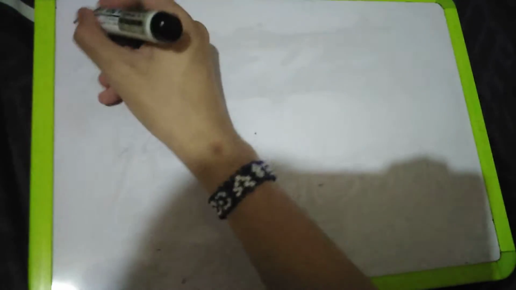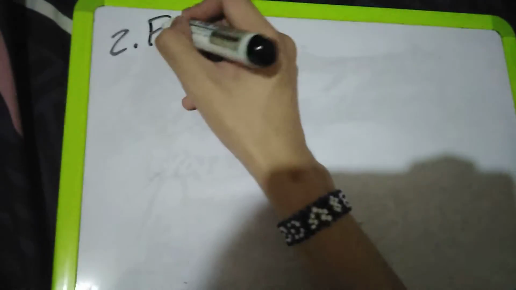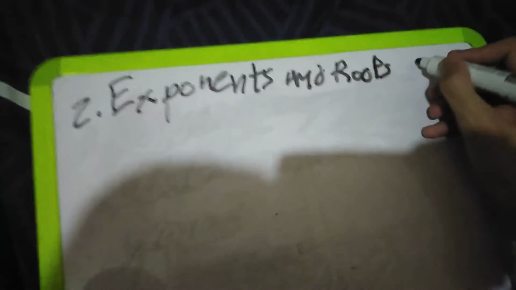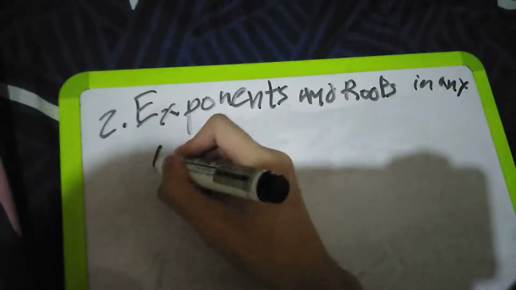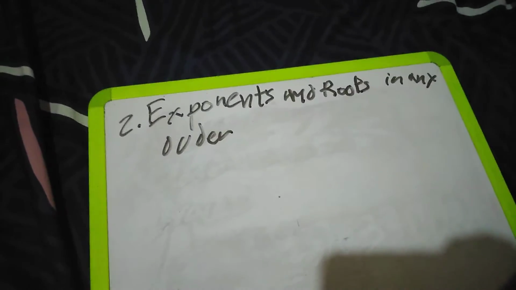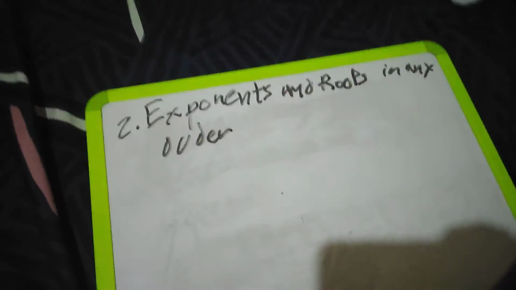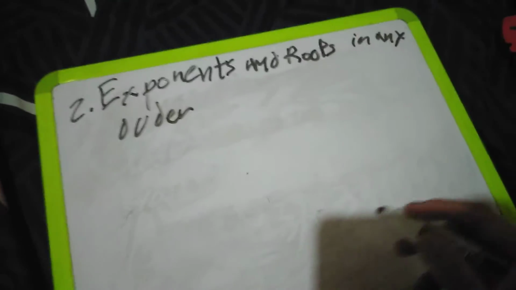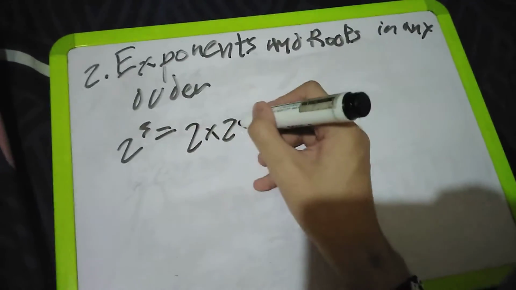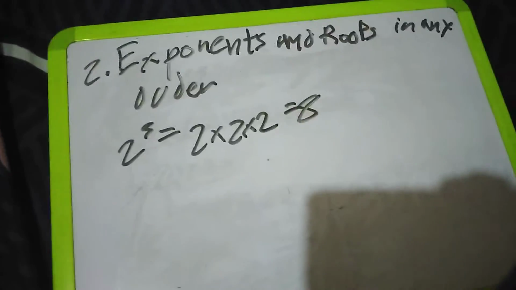The second thing we must do is exponents and roots in any order. Okay, exponents and roots are operations. Exponents is repeated multiplication, and roots is the opposite of exponents. Example is like this: 2 raised to 3, which means 2 times 2 times 2, which hence equals 8.